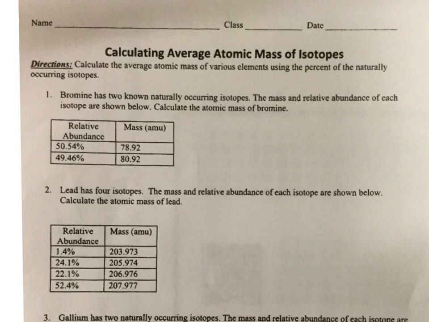Now guys, remember an isotope is when your neutrons change, your mass changes. So here you have the same element with different masses. So what's my first step? What do I have to do to that percent? Yep, you're going to move the decimal twice. So that's going to be a 0.50, right? Or 0.5054. And you're going to multiply it, very good, 0.5054 times your mass, 78.92. How much does that give you?